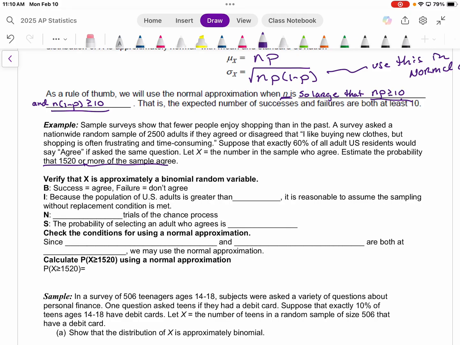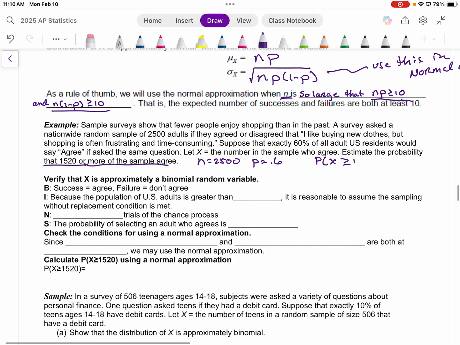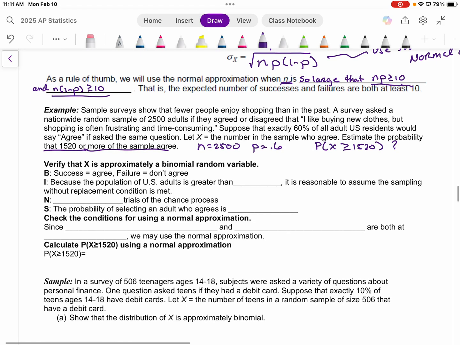So let's write down some things. N is equal to 2,500 adults. Our P was 60%. We're trying to figure out the probability that X is greater than or equal to 1,520. So we need to go through and decide, do I meet the criteria for the binomial? And if I do, when I go to figure out the calculation part, we can do the approximately normal, if I meet that 10% condition in the middle. So, or 10 times, NP is greater or equal to 10.